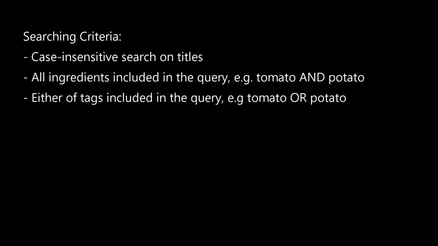The second criterion would be all ingredients included in the query. For example, if you add tomato and potato, it just looks for recipes that include both of them, not just one of them. And the third one would be selection of either of those tags. So as long as there is at least one of those values included in the tags, for example, only tomato or only potato or both of them, that would bring you a result.